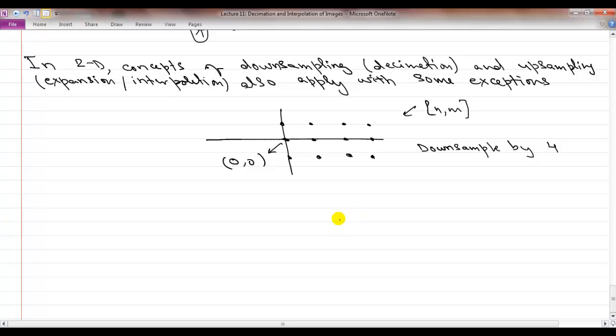Okay, so in the 1D case, it was very easy. In the 1D case, we had these samples 0, 1, 2, 3, 4, 5. And what we said was, you start at 0, keep 0, throw away 1, 2, 3, keep 4, throw away 5, 6, 7, and so forth. If you want to keep 0, there is no other option available to us. Now let's think about the 2D case. In 2D, actually that is not true.